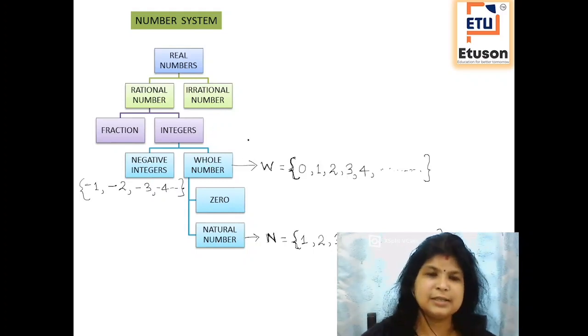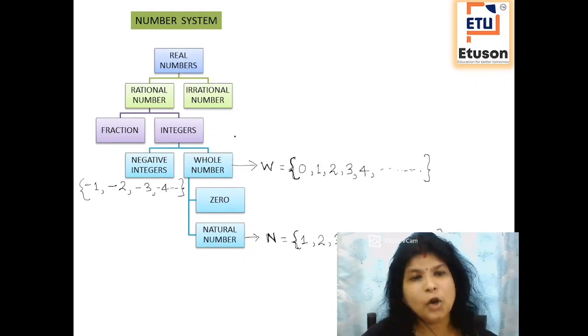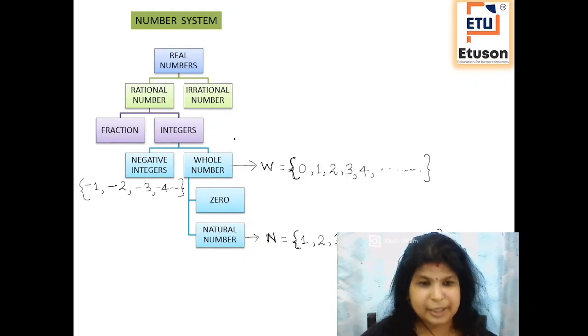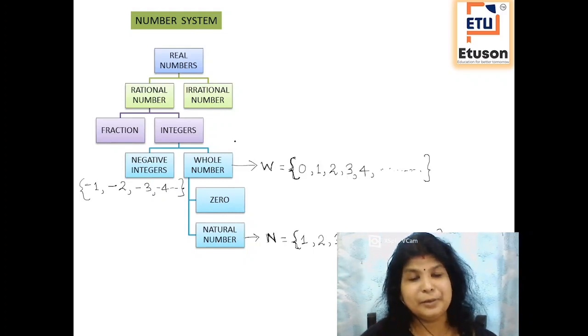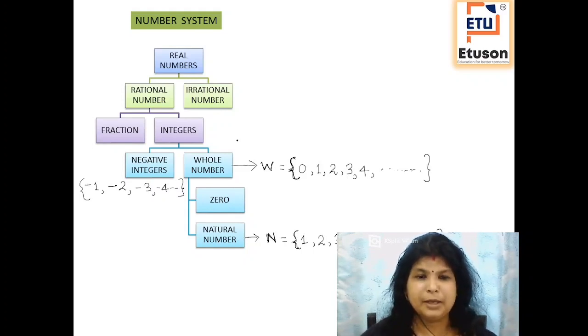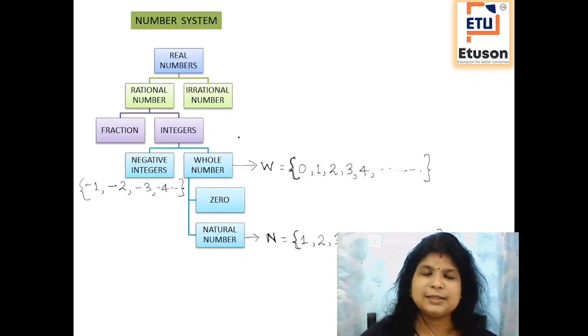So in integers, what do you have? You have negative integers, you have whole numbers. Or if you analyze the whole numbers again, integers are a combination of negative integers, 0 and your natural numbers, or all the positive integers. If you take 0 as a midpoint on the number line, towards the right you have all positive integers, and towards the left it is all negative integers.